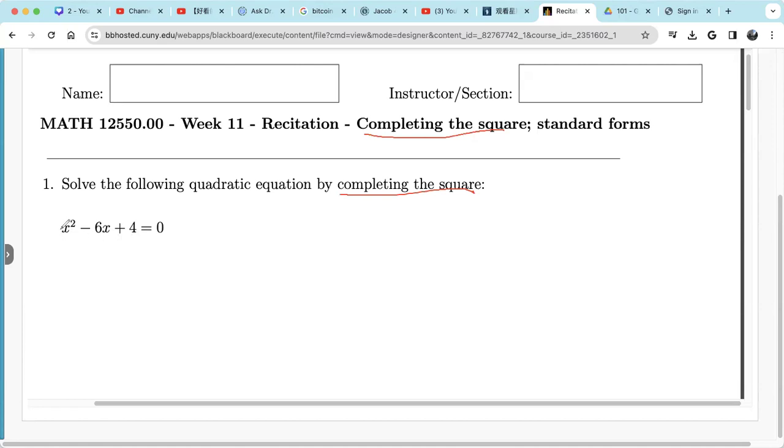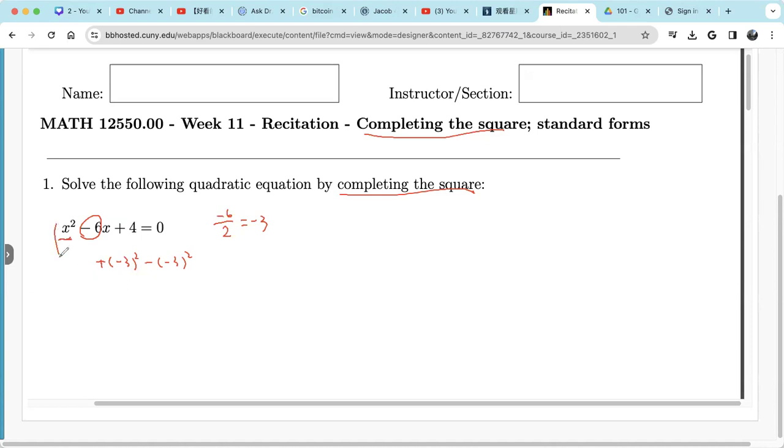So basically, we make sure the coefficient of x squared is 1. In this case, yes, it's indeed 1. If it's not 1, we factor it out. Once the coefficient of x squared is 1, we focus on the coefficient of x. In this case, it's -6. So -6, we divide by 2, then we get -3. So what we're going to do is add -3 squared, then subtract -3 squared, because we're adding 0.